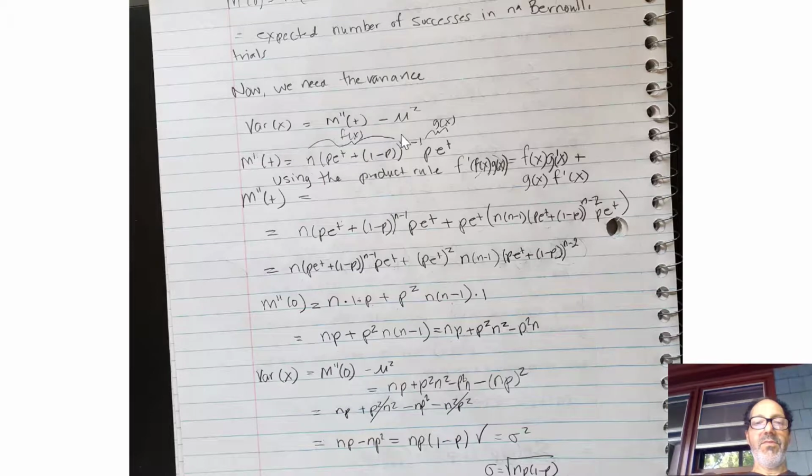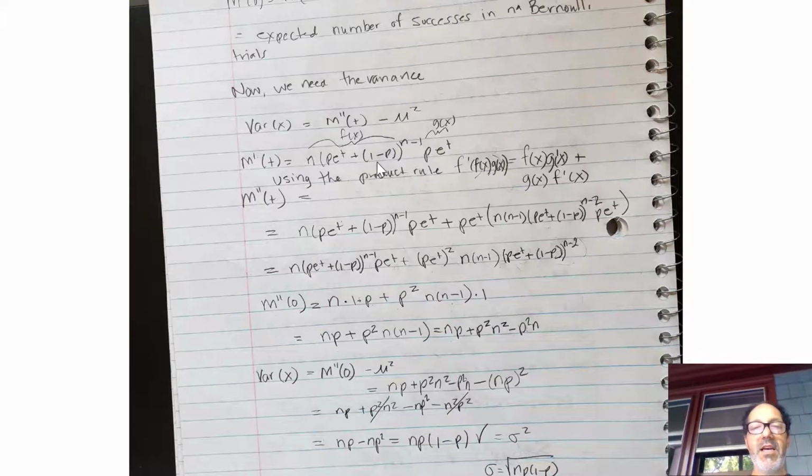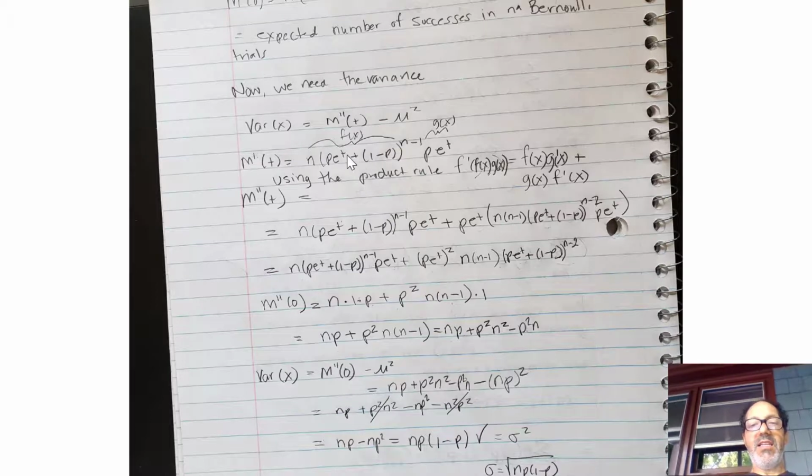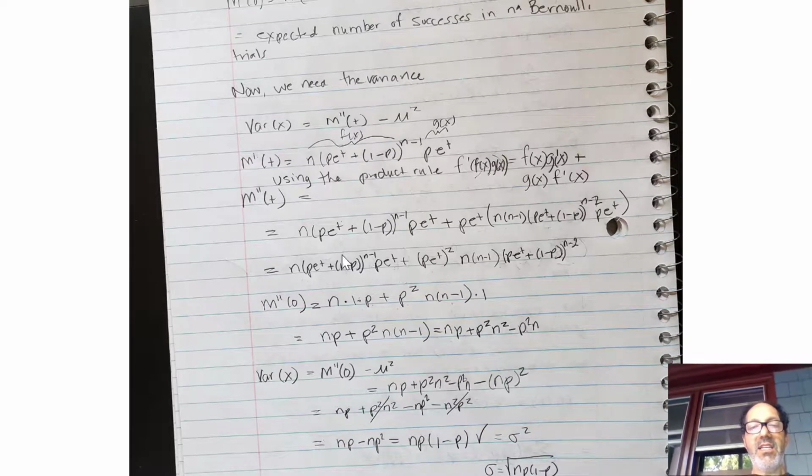So the derivatives, we're going to multiply this here, bring this down, so it's n times n minus 1 times what's in here, pe^t plus 1 minus p, to the n minus 2. So we always subtract 1 from that. And then we take the derivative of the inner piece here, which is the only one that has t, pe^t, so that's again pe^t.